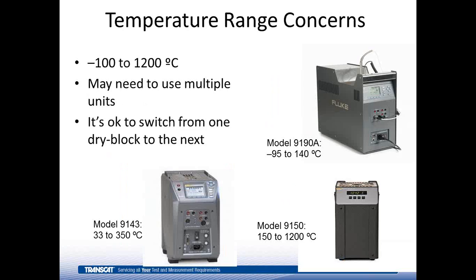Temperature range is something that we need to consider when we're using dry block calibrators. I mentioned earlier that we can cover roughly minus 100 to 1200 degrees C in the instruments that we have available today. It'd be great if we could stick all those into one unit, but we find that the performance sacrifice when we do that isn't really ideal. We like to try to keep them separate to enhance the amount of performance we get out of each instrument. So you may need to use one or two or maybe even three instruments to cover the entire range, and it's certainly okay to switch from one to the next.